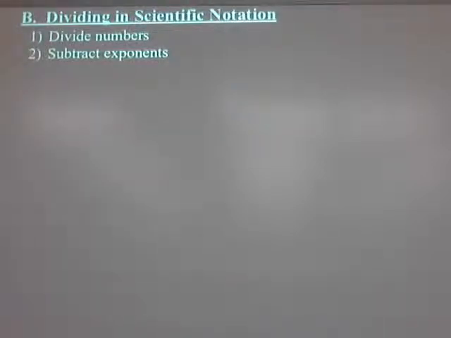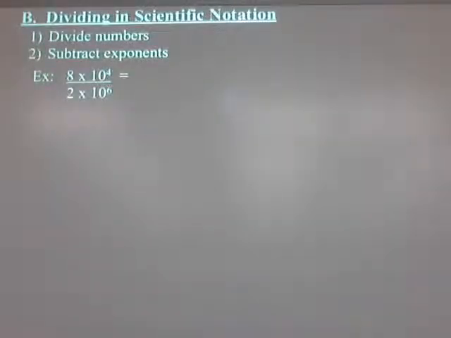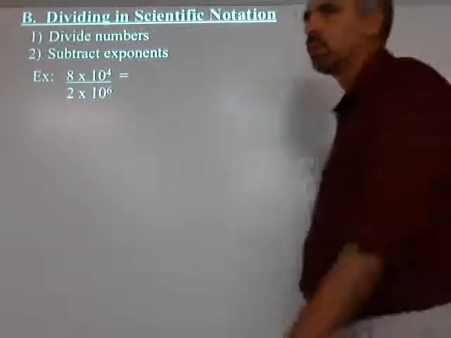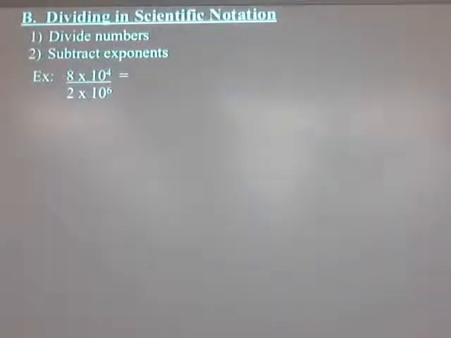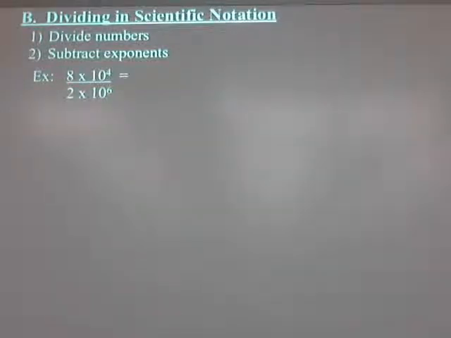As usual, start off with a nice easy one. 8 times 10 to the 4th divided by 2 times 10 to the 6th. Give me the answer to that. You write your own answer down. This is not a hard one. I bet most of you get this right.